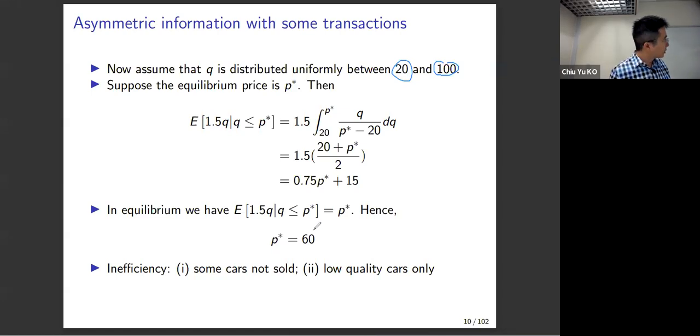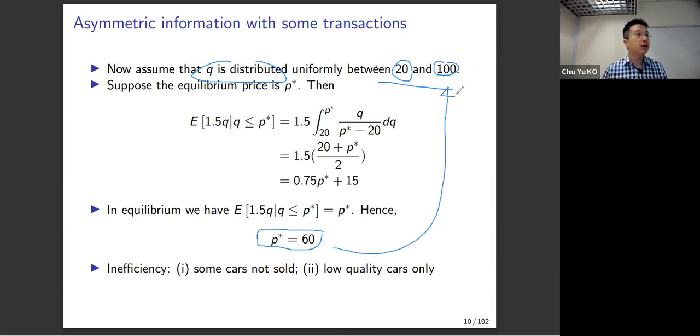Later you will see next week, the belief is part of the equilibrium. Okay, you have to specify the belief. And under this belief, you have the price $60. Of course, this $60 may justify the belief as well, right? Based on how many people were selling the car.